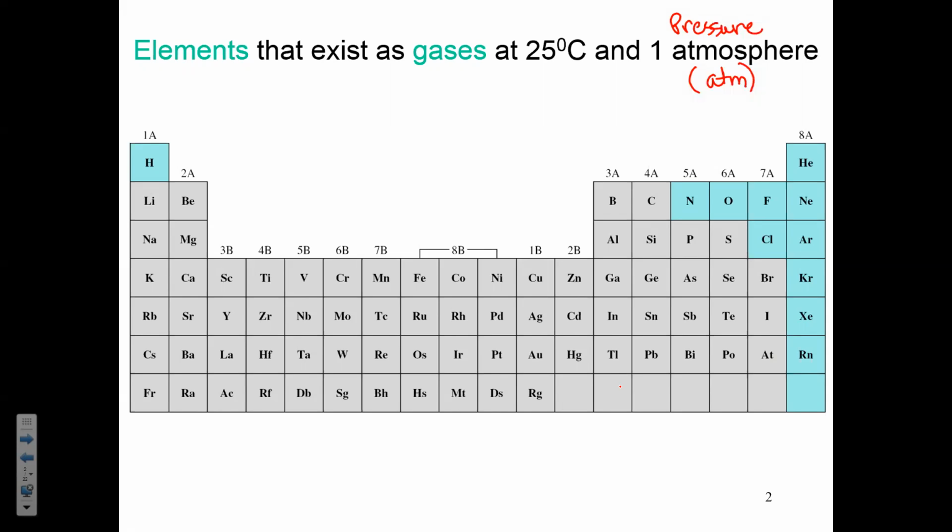Okay, you'll also see that these are gases most all the time. So they are highlighted on here because they're gases all the time. The rest of them are basically solids. So we'll talk about that as well.